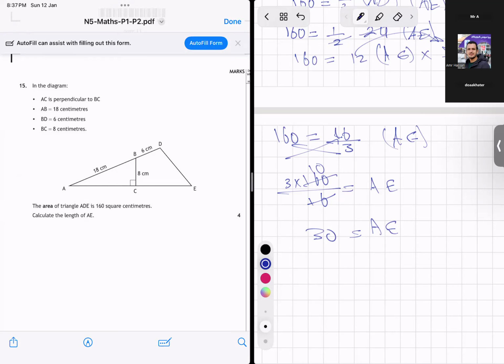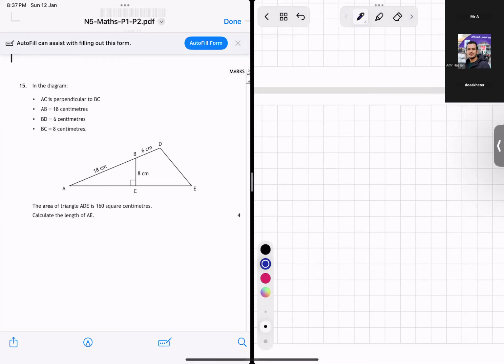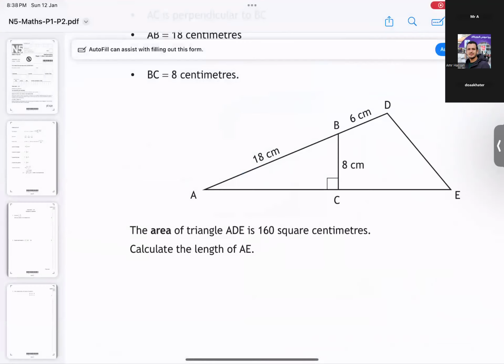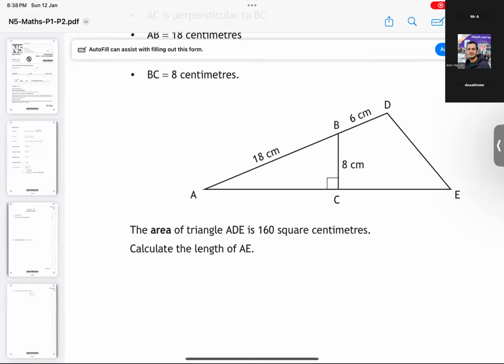Maybe we do it one more time. Yeah, sure. Okay. Look at this one. Let me take a screenshot. Is it clear for you? Yeah. You know, I was talking about that.